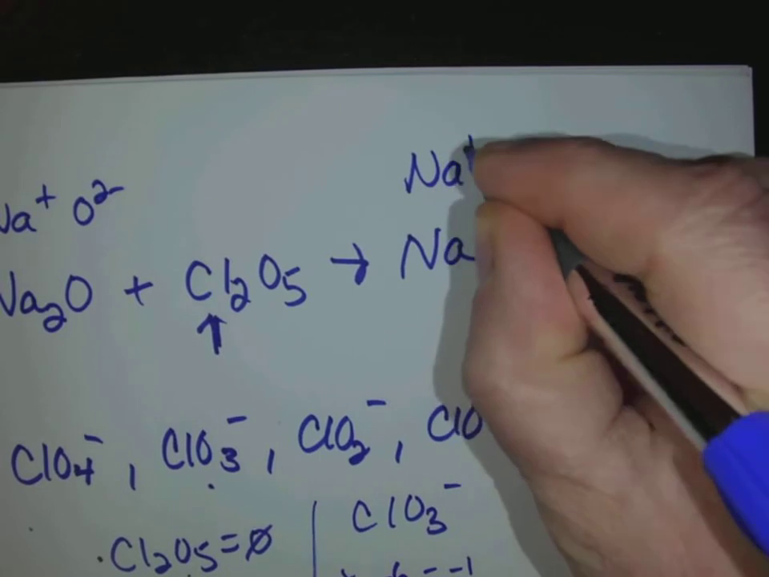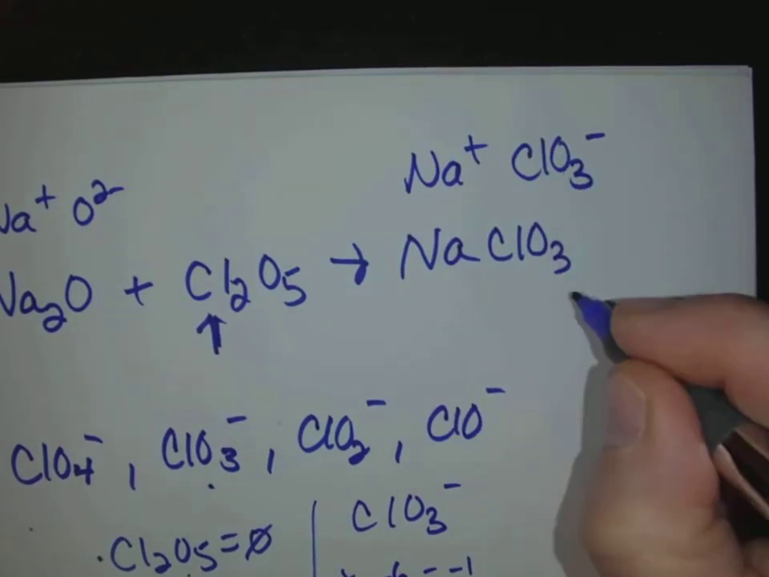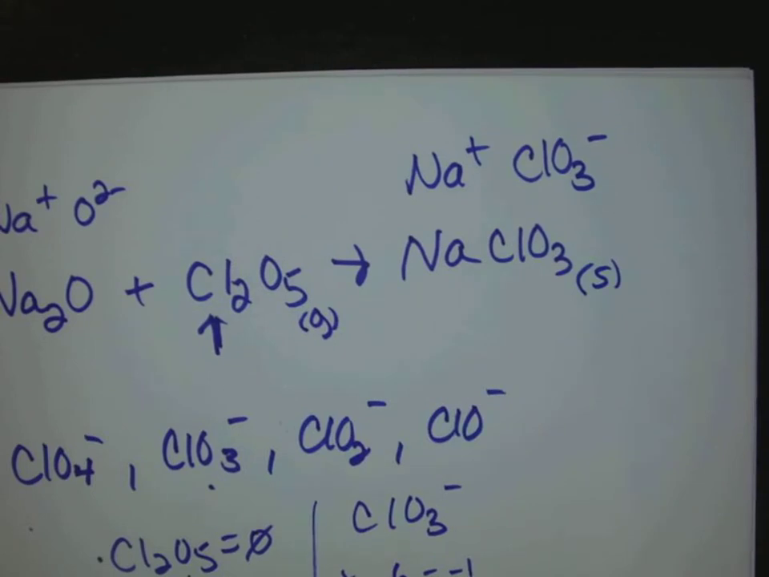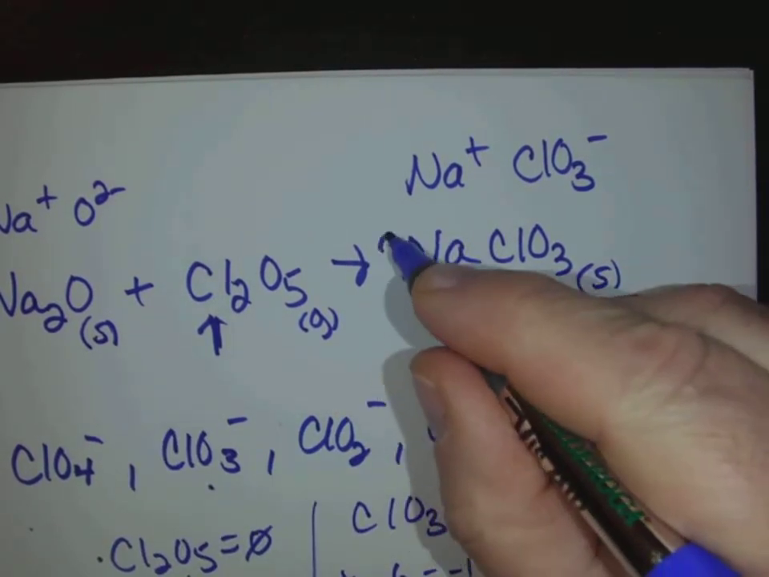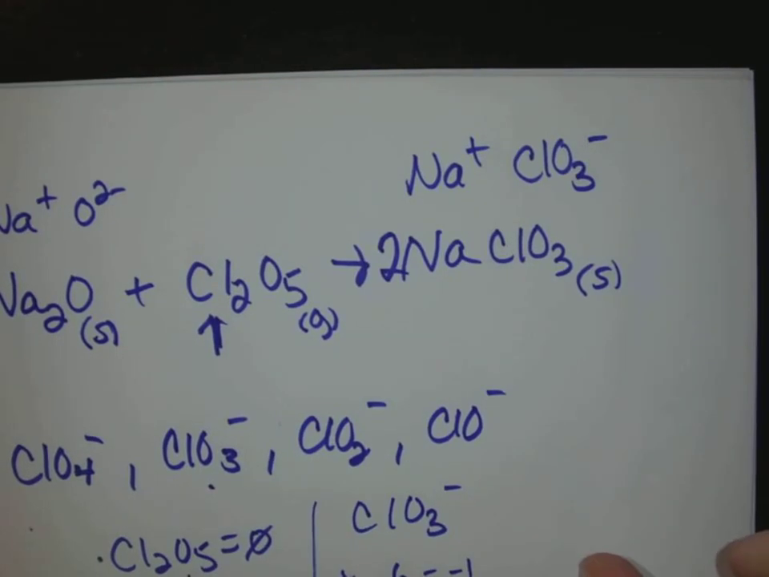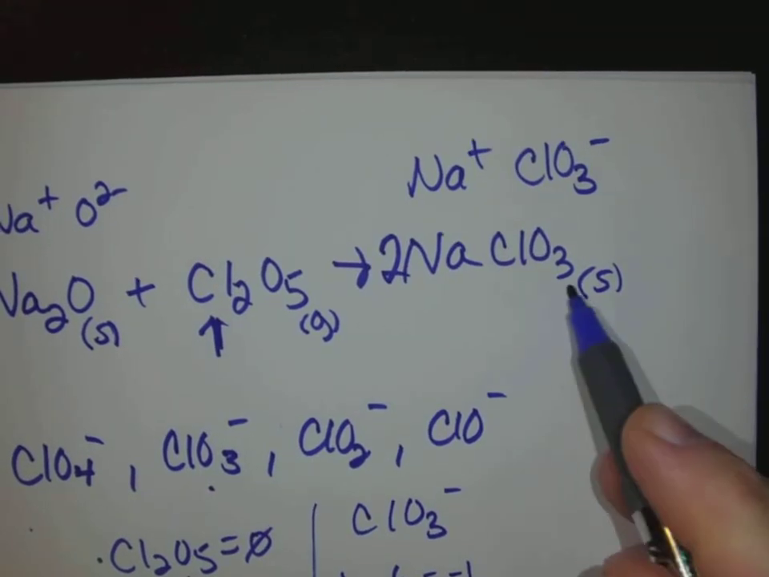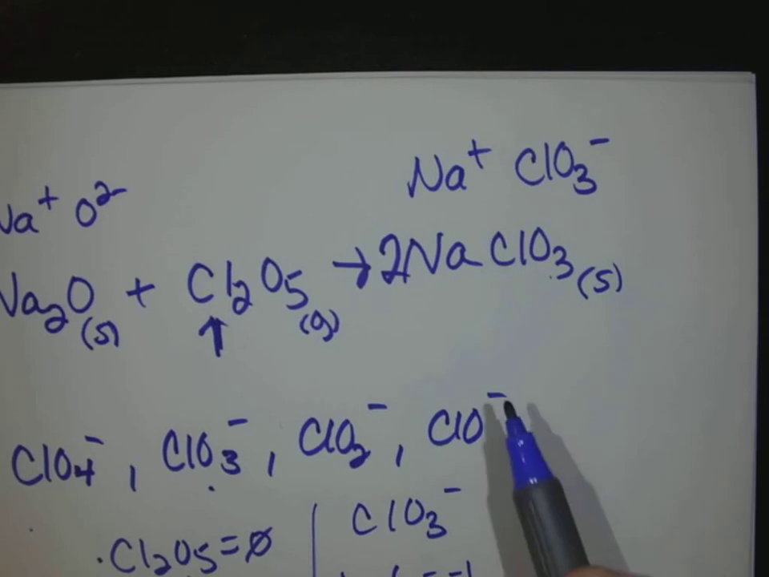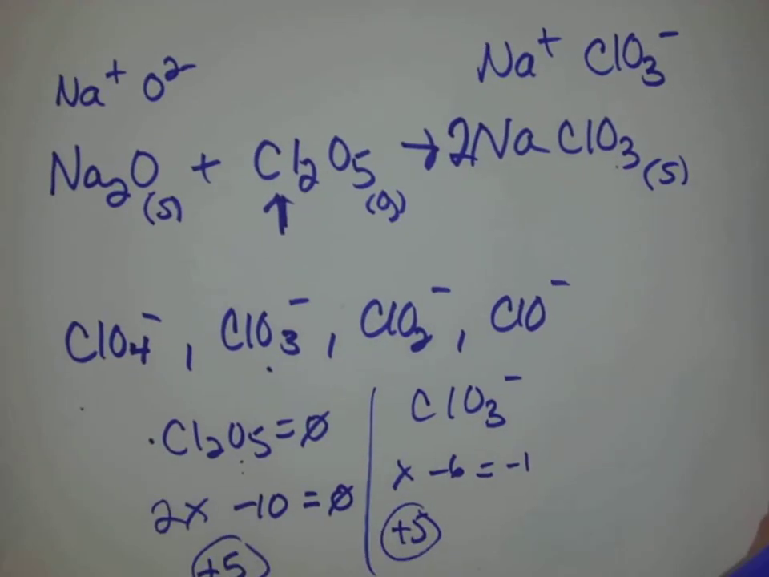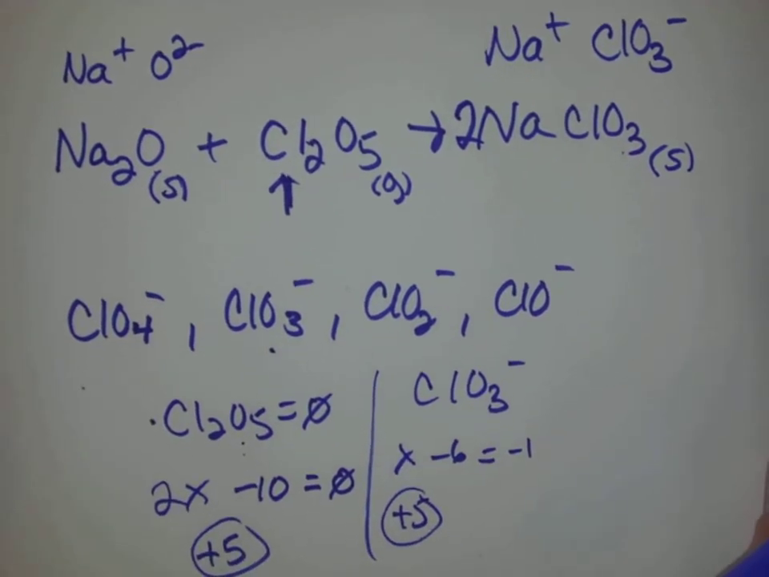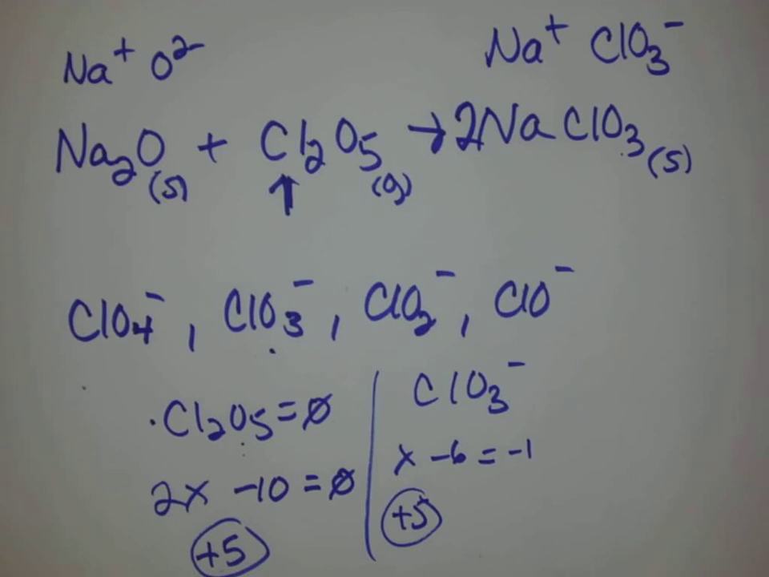Again, sodium, check the charges, ClO3-, this being a solid, that being a gas, and this being a solid. The only thing is you're going to have to balance it a little bit. So we have 2 sodiums there, so I need to put a 2. That also gives me 2 chlorines. It gives me a grand total of 6 oxygens, 3 times 2 is 6. And over here, 1 plus 5 is 6. So that's all you had to do. So this is an example of, again, a metal oxide and a nonmetal oxide. And that is synthesis.